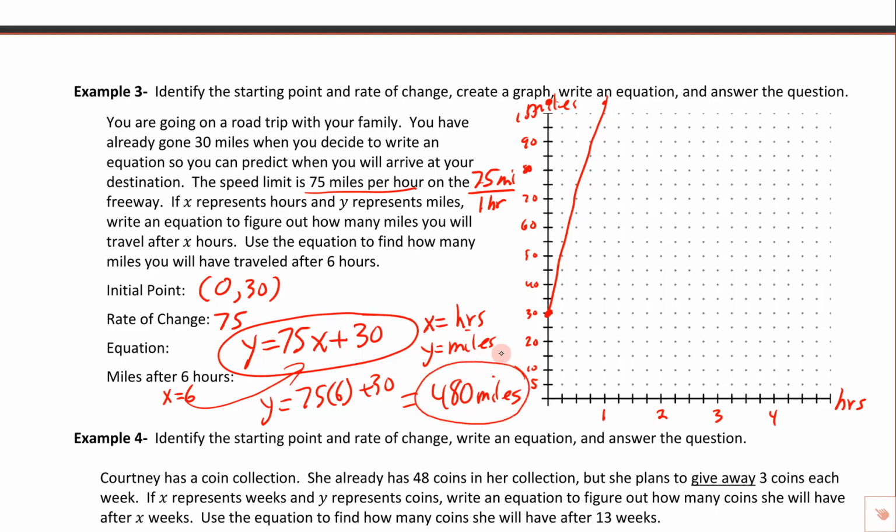Now, you may be pretty clever and be able to figure out the answer to that without writing an equation, but if you did, I guarantee if you think back through how you figured it out, it comes back to something involving 75 times that 6 plus 30.